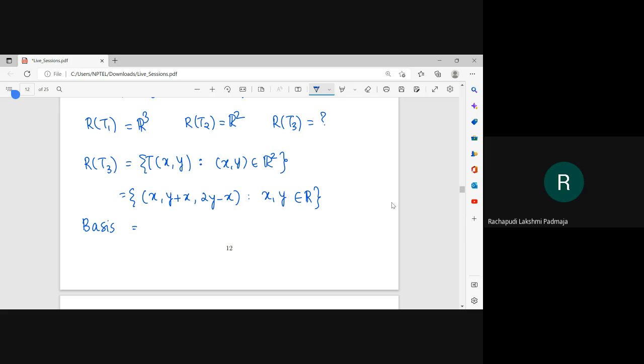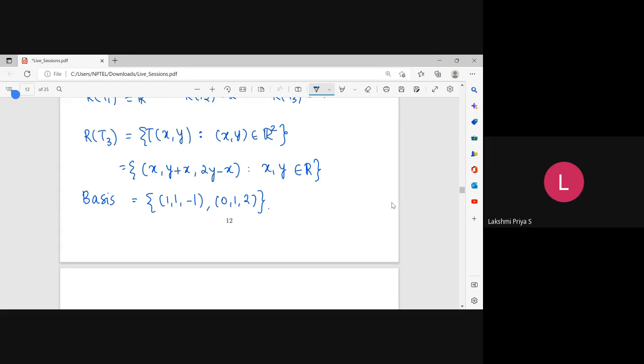(1, 1, minus 1) and (0, 1, 2). What is the dimension? 2. Yeah. The dimension of the range of T3 is equal to 2.